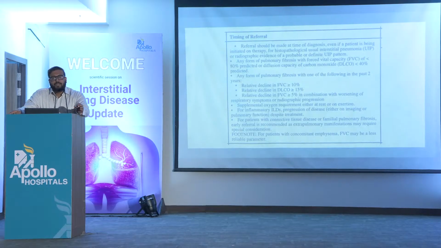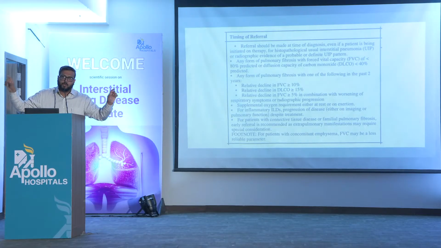Fourth is, once your patient starts needing supplemental oxygen, either at rest or on exertion, you know that the disease is progressing in such a state that he will at one point of time go down. Fifth is inflammatory ILDs, and sixth is CTDs. We had a lovely first talk in which Sir enlisted all the different rheumatological diseases. Rheumatological diseases are very tricky. This only mentions that they should be referred early because the rheumatologist, the transplant pulmonologist, and the surgeon all need to sit together to discuss the plans.